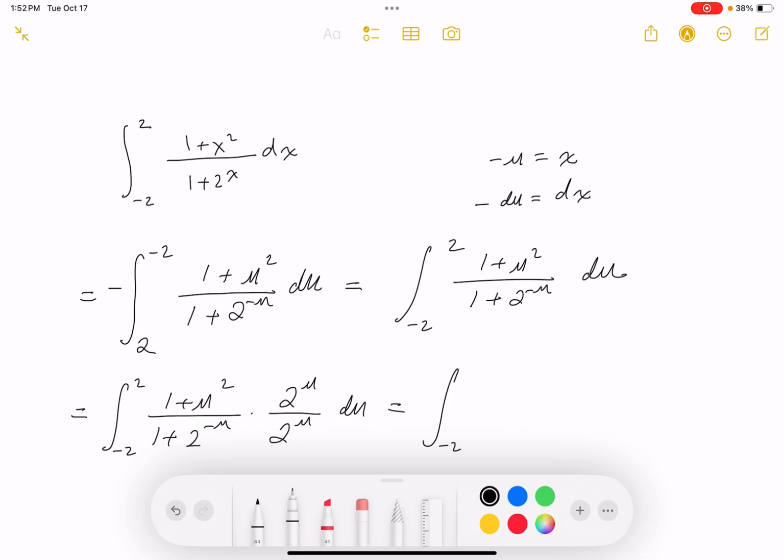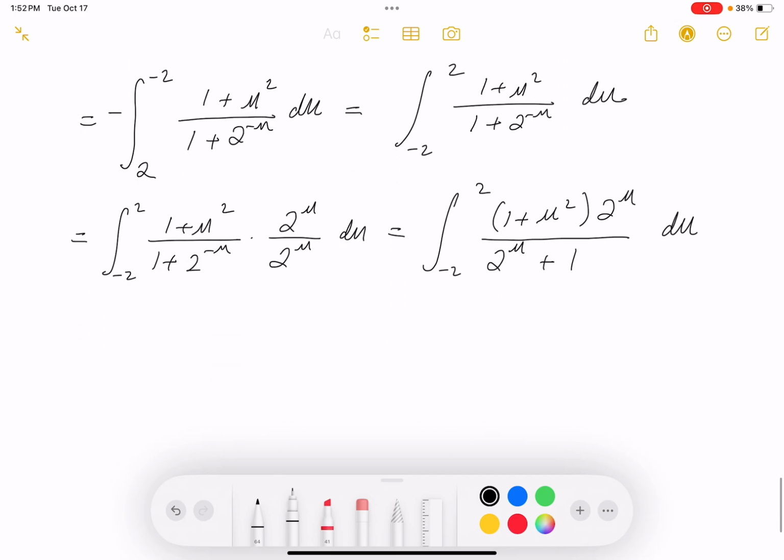Let me write that down for you. So what do you get? The integral from minus 2 to 2 of 1 plus u squared times 2 to the u. On the bottom, what do you get? You get 2 to the u plus 1, du. Well, this looks sort of familiar. So what I want to do is go back to the land of x's now, so I'm going to make another substitution.